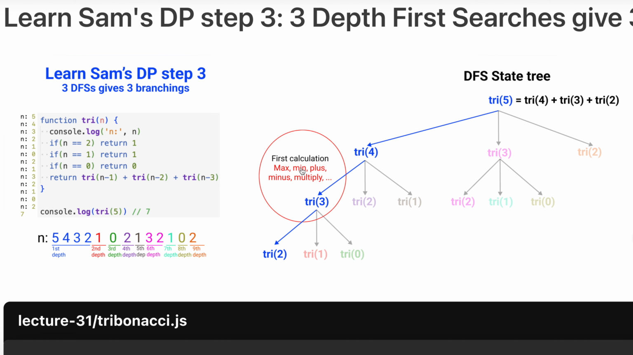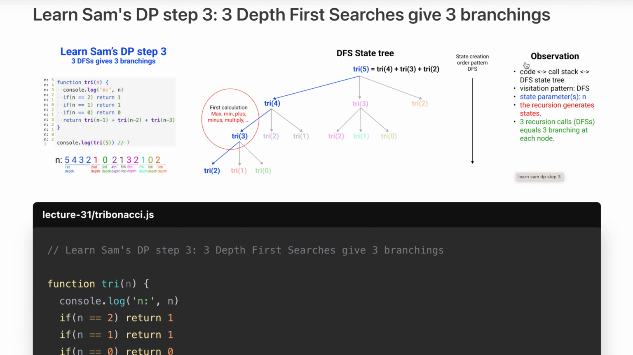It can be any calculation. It can be the sum of these 3 branches, or it can be the max number or the mean number of these 3 branches, or it can be multiplication. We can do whatever calculation here. The important thing is we need to remember that the first calculation happened here. So back to our observation.